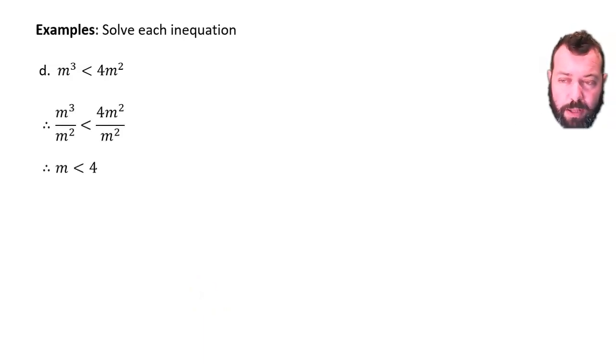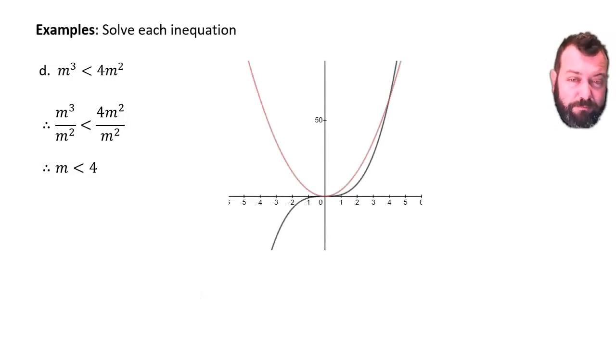By doing that, I find that simply m is less than 4. It all cancels out. Right? I'm dividing by a positive number. I know it's positive because it's a square. So simply, m is less than 4. Nothing more to think about.